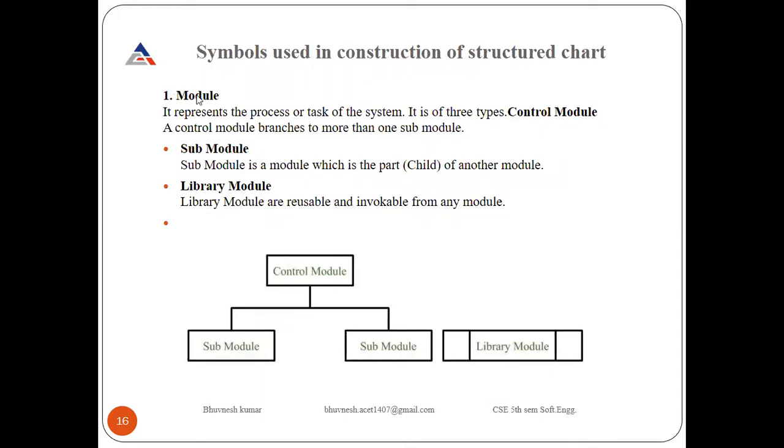First is the module. There is a control module. A rectangle is used to represent a module. This is your control module, that is your main module, and further there are some modules, which are your child modules. There are also library modules. Library modules are reusable and invocable from any module, and this is the symbol for the library. It can be invoked from the control module or from a submodule.